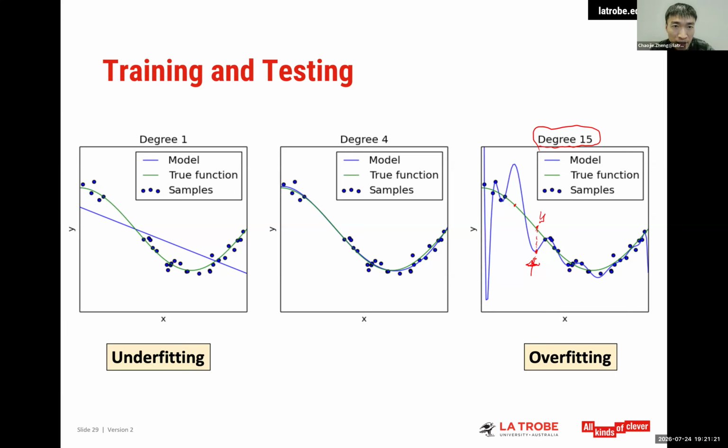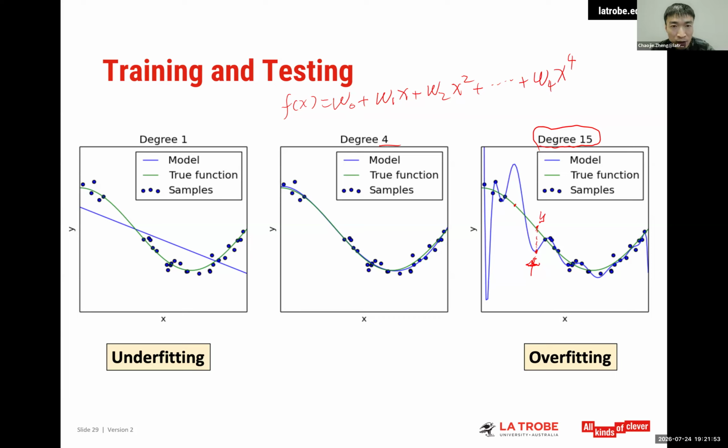So what if we set the highest degree for this polynomial function to be 4? Then our function will become w0, w1, w2, this should be w4, x to the power of 4. It will become this.